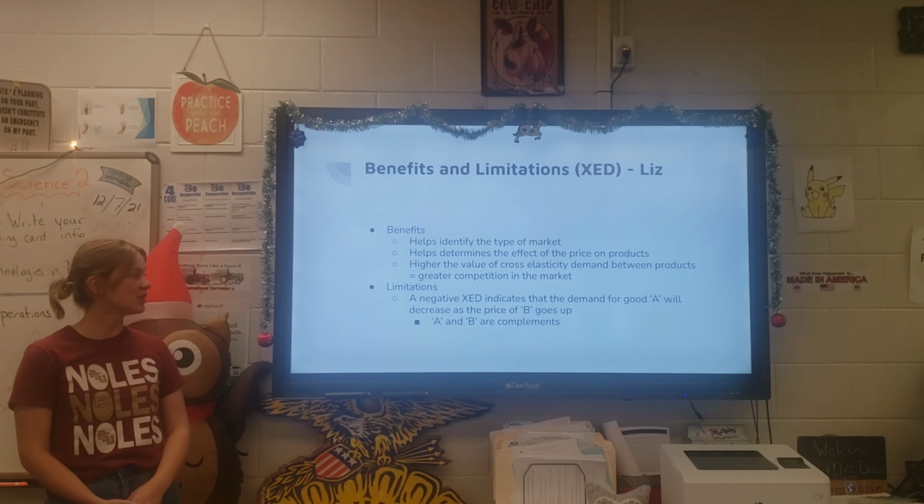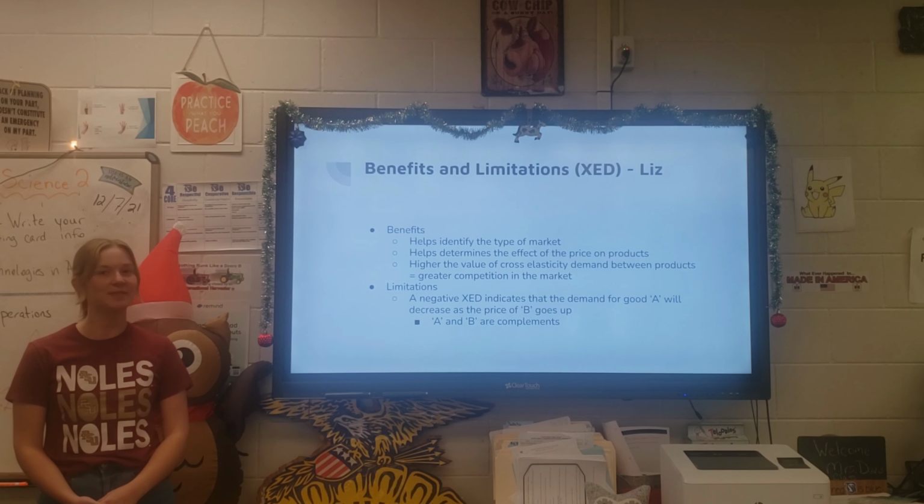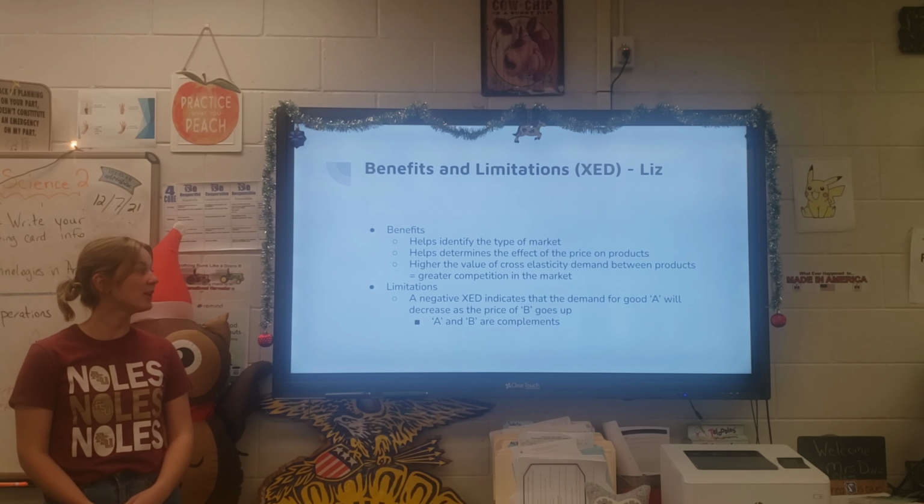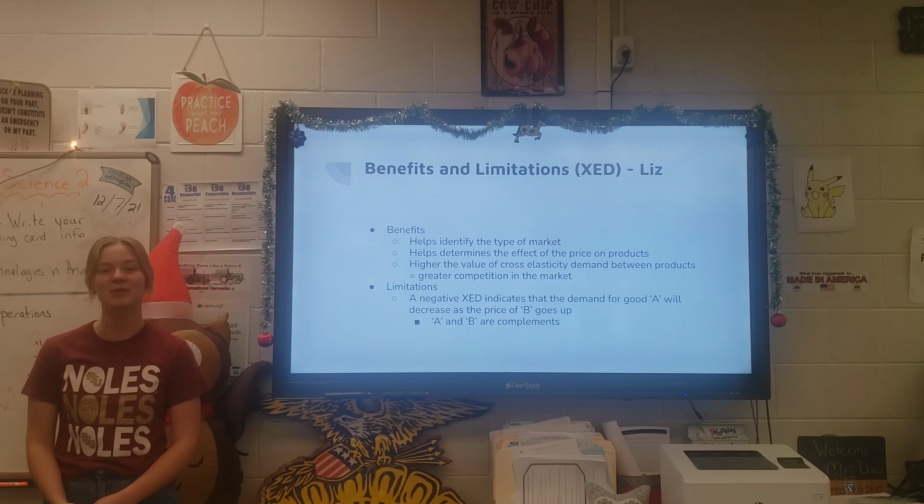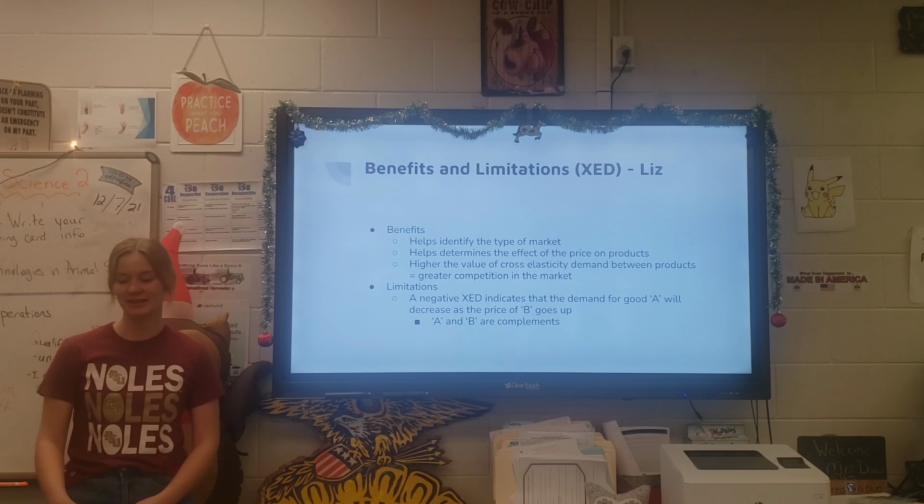Some limitations are that a negative cross-elasticity of demand indicates that the demand for good A will decrease as the price of B goes up, making A and B complements.